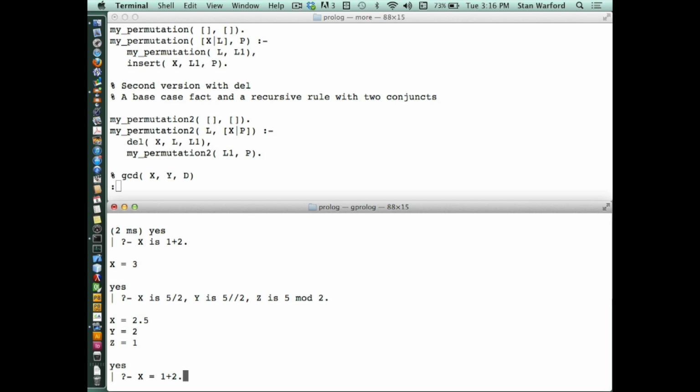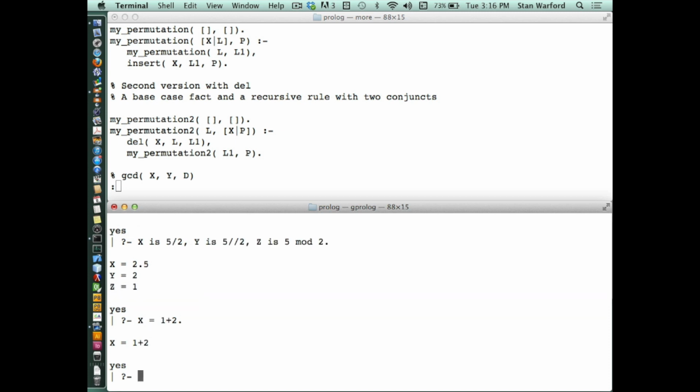Well, but this is match. This doesn't force the evaluation. Do you see what I mean? So look, if we do X match 1 plus 2, it's X equals 1 plus 2. It didn't evaluate it. Okay? Is everybody good?